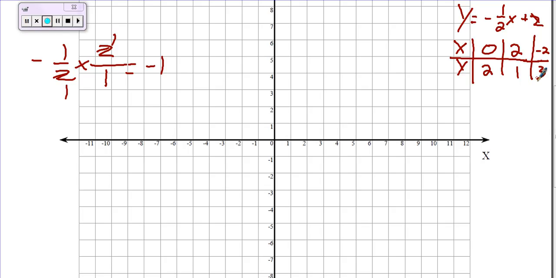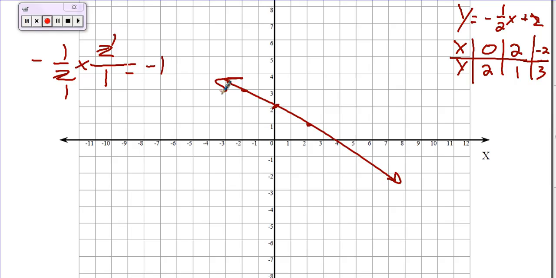Now we can graph it. Okay, 0, 2. 2, 1. And negative 2, 3, up here. And it's a line that goes this way. It's descending.